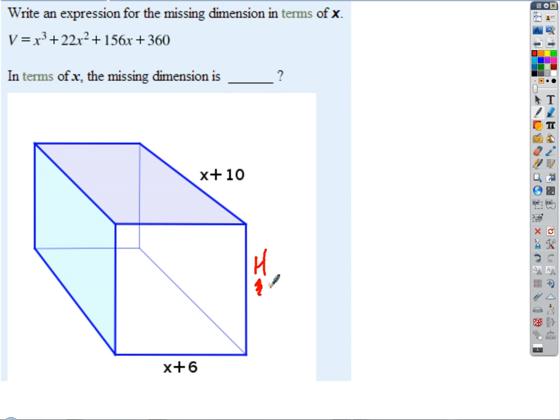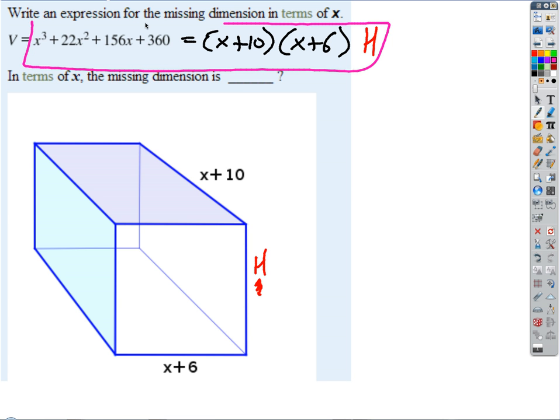Here's the volume. What do you think, Dylan? There's the volume. X plus 10 times x plus 6 times h. Okay. X cubed. Good. So the volume equals the length of x plus 10 times the width of x plus 6 times h. Right? Okay, so now we end up with an equation there that we can use. Polynomials work just like variables and numbers, right? We know how to add, subtract, multiply, and divide polynomials.